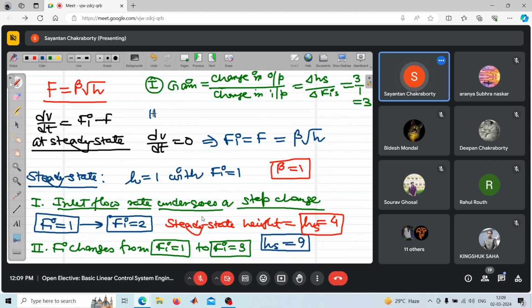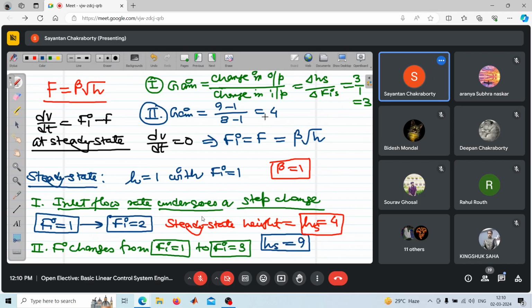In the second case, your gain was 9 minus 1 by 3 minus 1, which is 4. See, although it looks like a unique system, the gain is varying. For a step change in Fi of amplitude 1, the gain was 3, whereas for a step change in inlet flow rate of amplitude 2, the gain has become 4.